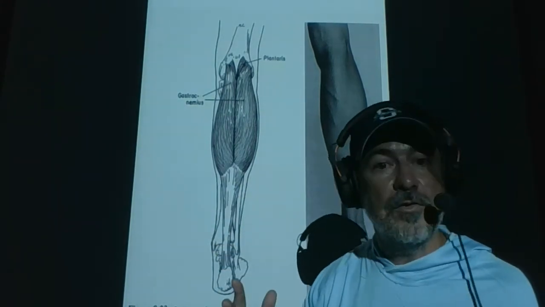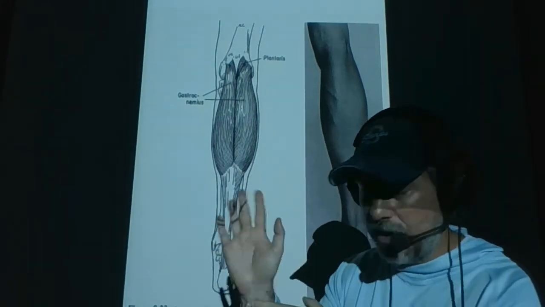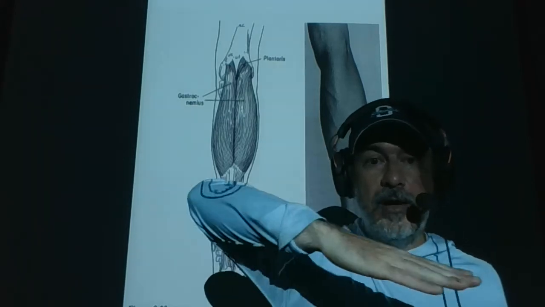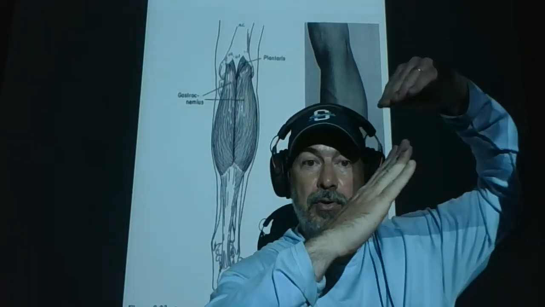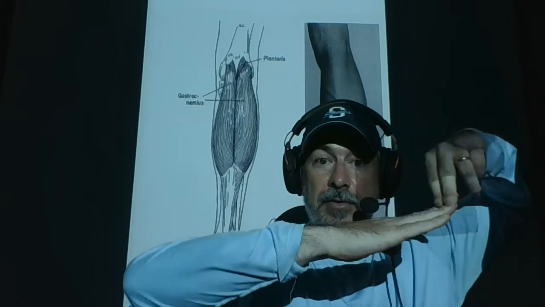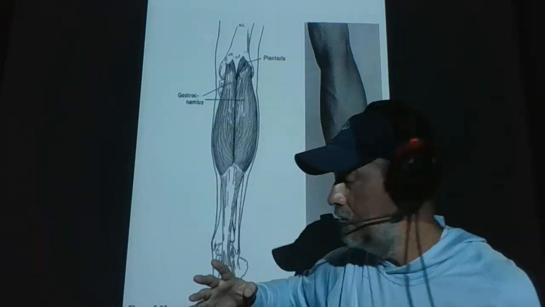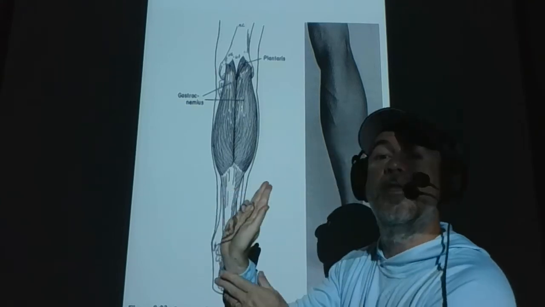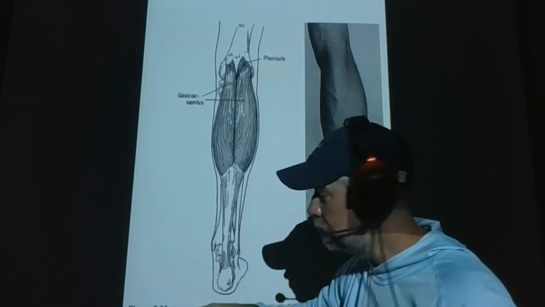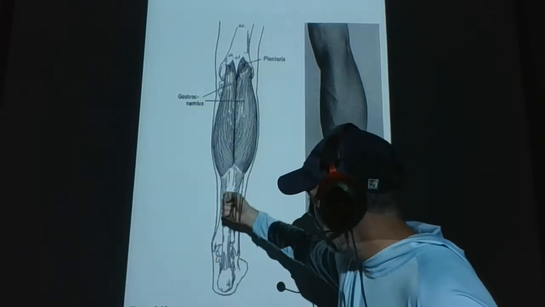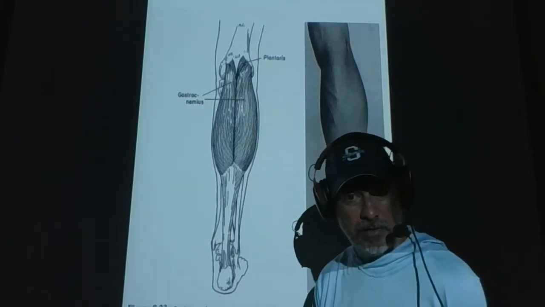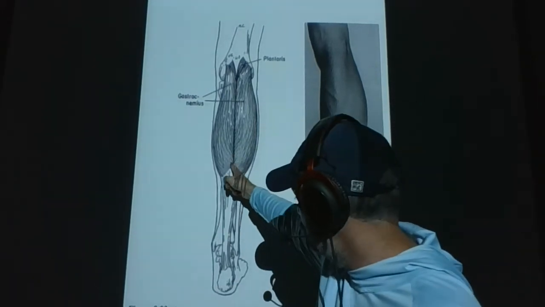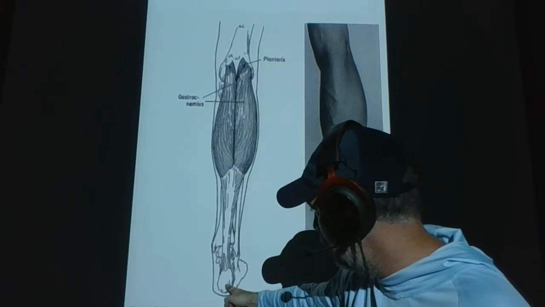That's what we call a first-class lever function, a redirection of an applied force. If you have a teeter-totter and you push this side down, the other side is going to go up. So same thing here. You pull the back part up and the front side is going to go down. This muscle, powerful plantar flexor. But notice how straight down the line this thing goes.